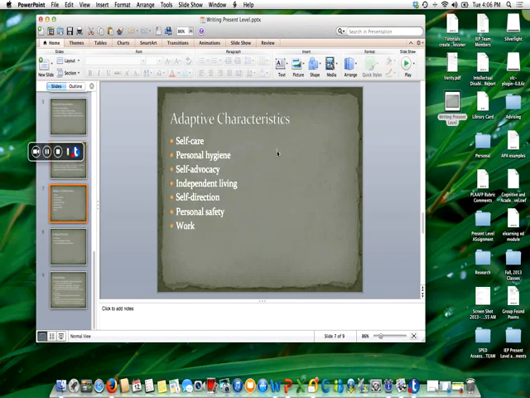Okay. The next one is the adaptive characteristics. In this one, again, this is talking about how is the child as a self-advocate? What about personal hygiene? What about independent living? Is the child able to go to the bathroom by himself? Take care of himself? Is there a need to have deodorant in the classroom because he doesn't do that?